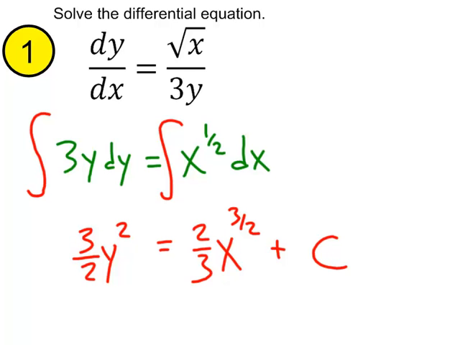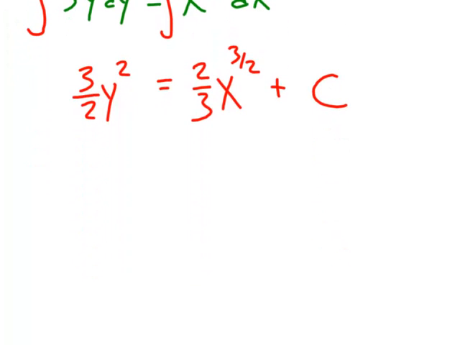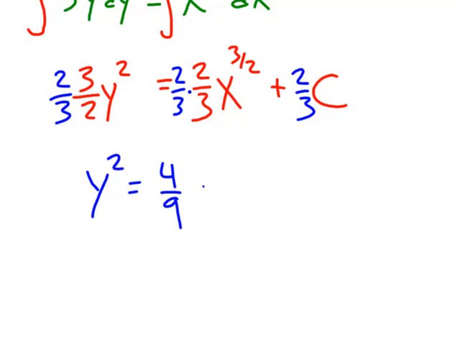So at this point we could go in a couple different directions. Most students, and I in fact, would probably be inclined to just go ahead and get y by itself. It doesn't look like it's going to be too hard in this case. So we would multiply the left side by 2/3 to cancel out that constant. And therefore, we'd multiply the right side by 2/3, which I'm going to go ahead and just distribute. So 2/3 times the first term plus 2/3 times the constant. And that's going to give us y squared equals 4/9 x to the 3/2.